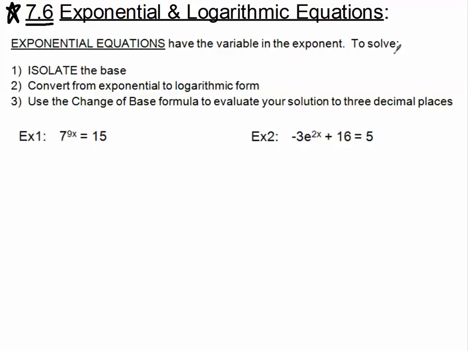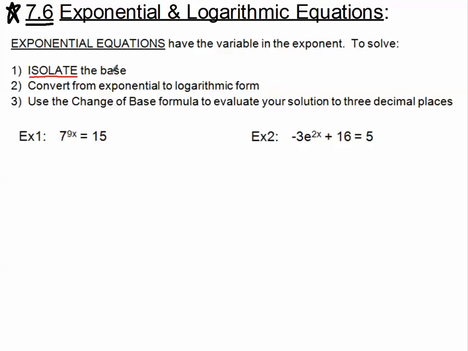In order to solve these, our first and most important step is to isolate the base. We have to identify what the base is, and bases are just raised to exponents, and the base must be isolated before we can begin.